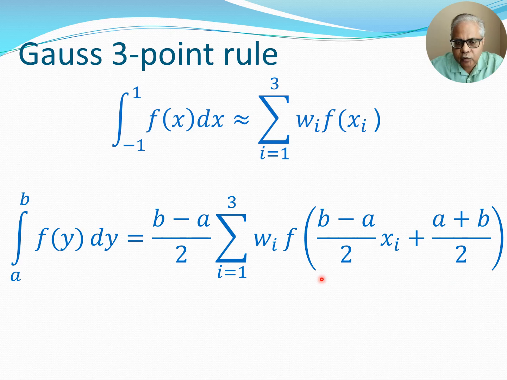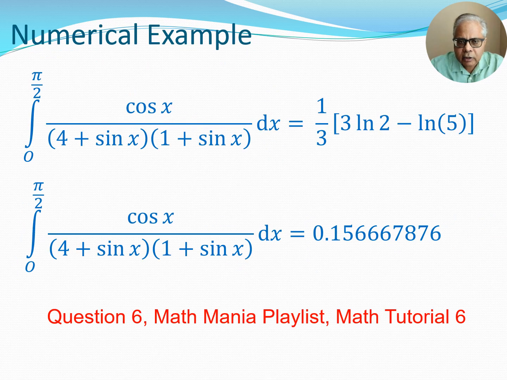Of course I need to find some function, and then we are going to write a Fortran code for this particular problem. We are going to use the function which we have used several times before as far as numerical integration is concerned: the integral from 0 to pi by 2 of cos x by (4 plus sin x) into (1 plus sin x) dx. This has a closed form solution, 1 by 3 into (3 log 2 minus log 5).